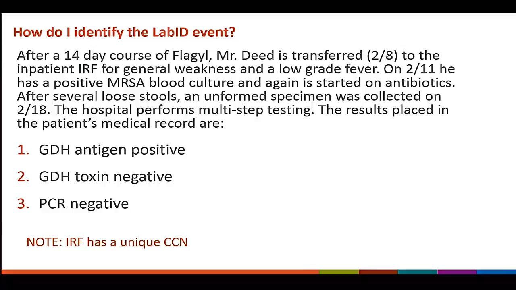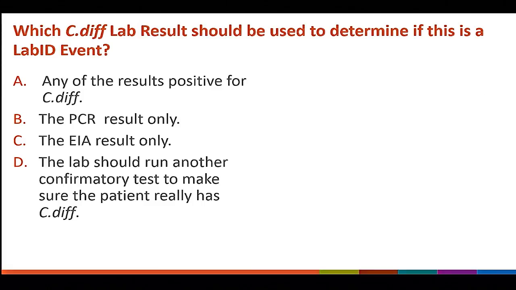Okay, how do I identify the lab ID event? So now after a 14-day course of Flagyl, Mr. Deed is transferred, the date of transfer is February 8th, to the inpatient rehab for general weakness and a low-grade fever. On February 11th, he has a positive MRSA blood culture and again is started on antibiotics. After several loose stools, an unformed specimen was collected on the 18th. This particular hospital performs multi-step testing, and the following results are placed in the patient's medical record. They are GDH antigen positive, GDH toxin negative, PCR negative. Please note the IRF has a unique CCN. Which C. diff result should be used to determine if this is a lab ID event?